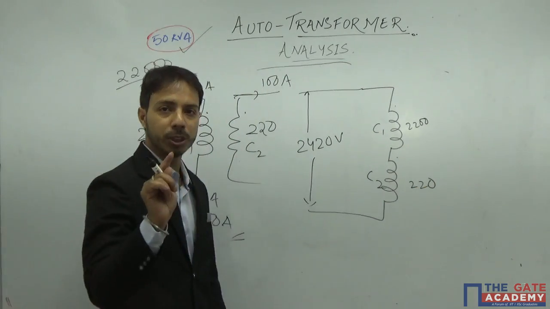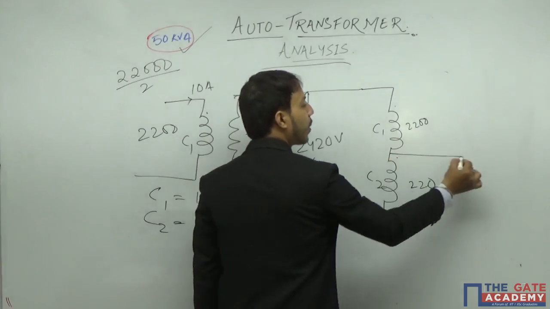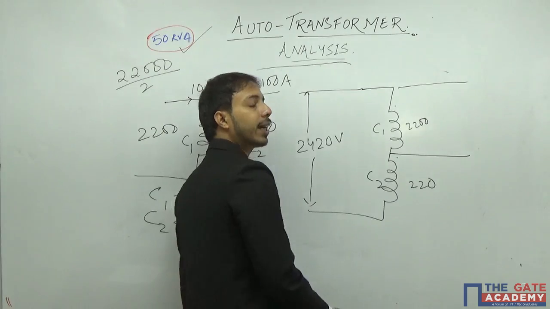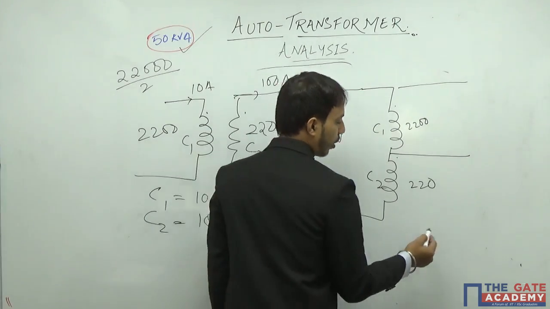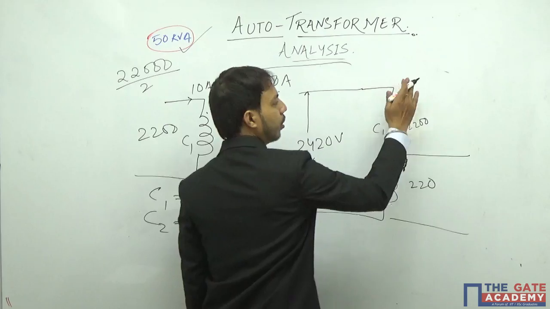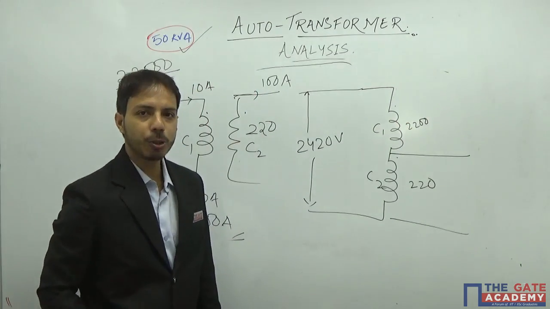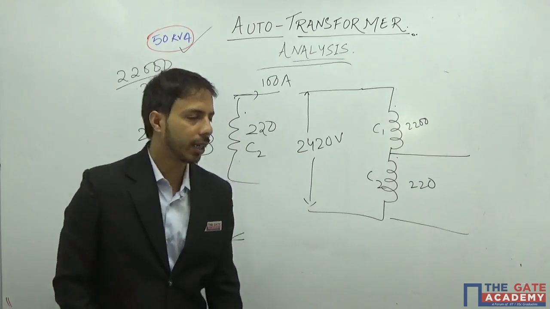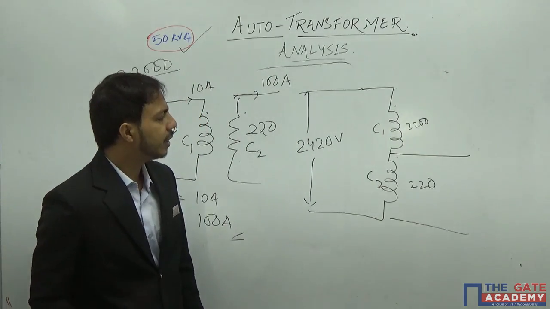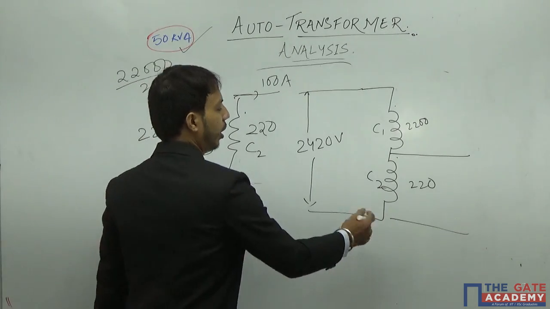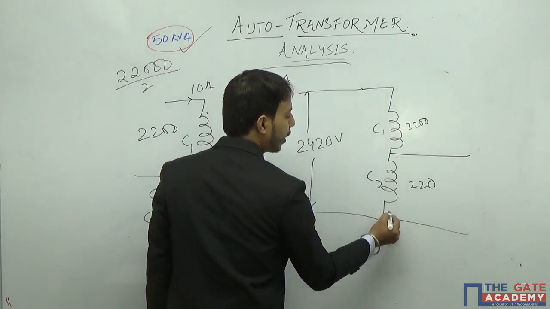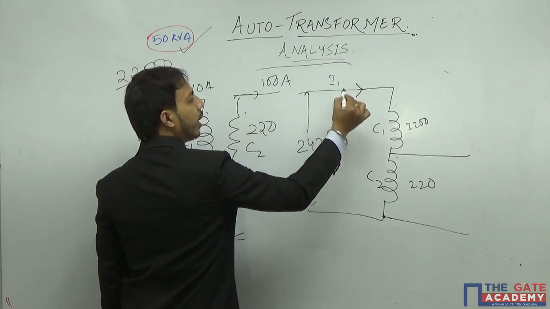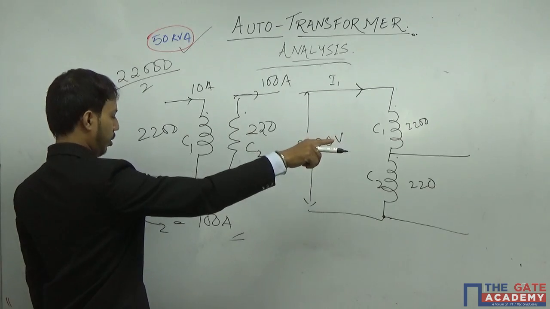Now I have two options here. That means I can take my primary or secondary as this one, or I can take my secondary as this one. So now I should know in which case I will get maximum current. That is easy to calculate. If I connect it in this way, what will happen is, I will have I1 as 10 ampere.